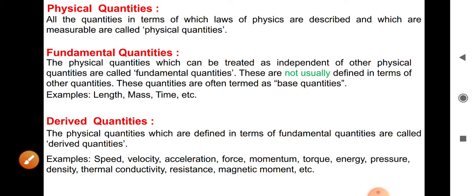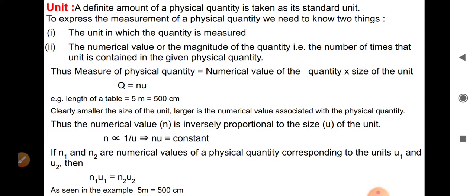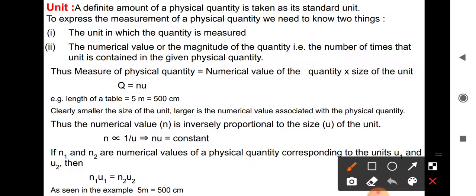So in this slide we studied mainly three topics: physical quantities and types of physical quantities, right? Next, what is a unit? A unit is taken as the definite amount of a physical quantity. Suppose the unit of money is rupees. We fixed a definite amount to be 1 rupee, and every measurement is made in multiples of that amount. Suppose we give someone 100 rupees. That means 100 is multiplied by that definite amount, which forms 100 rupees.